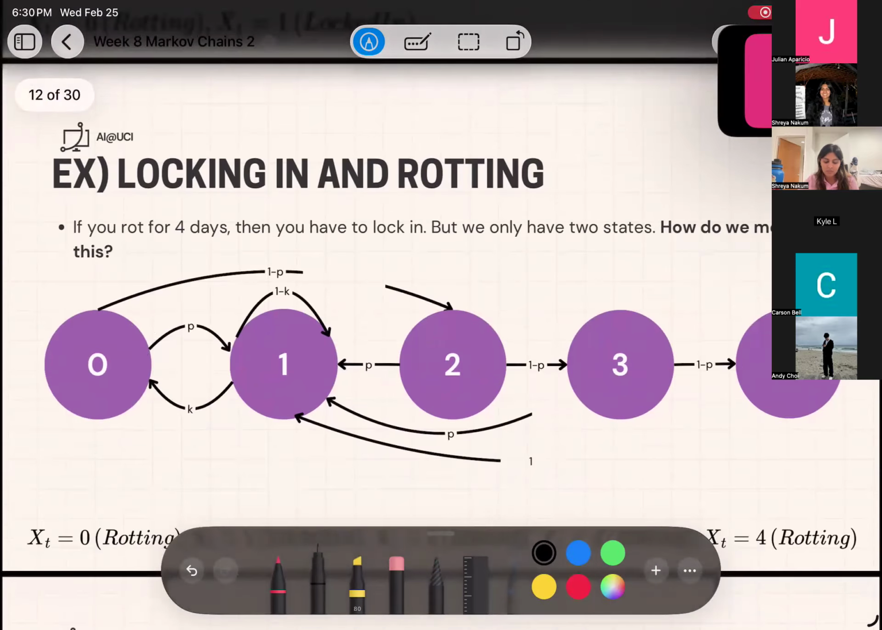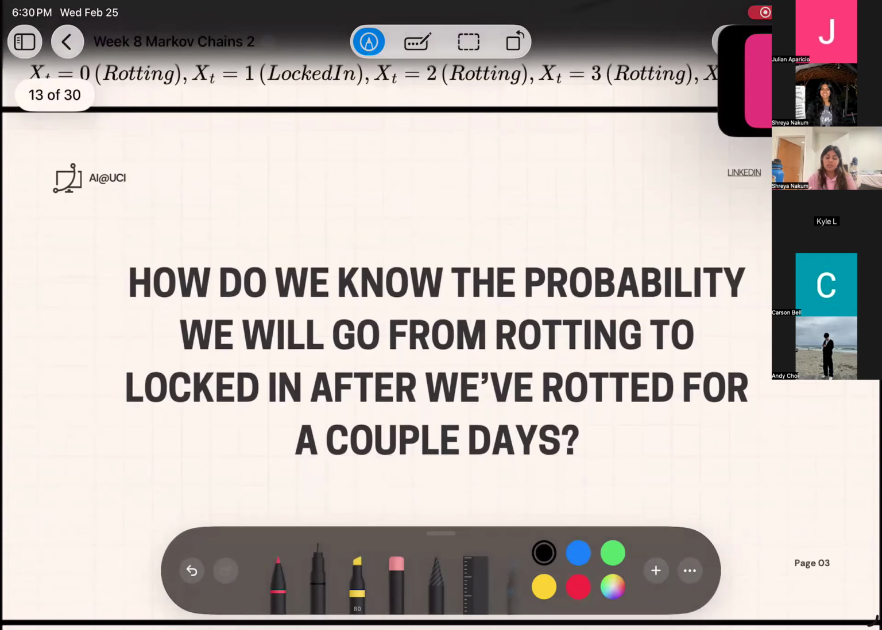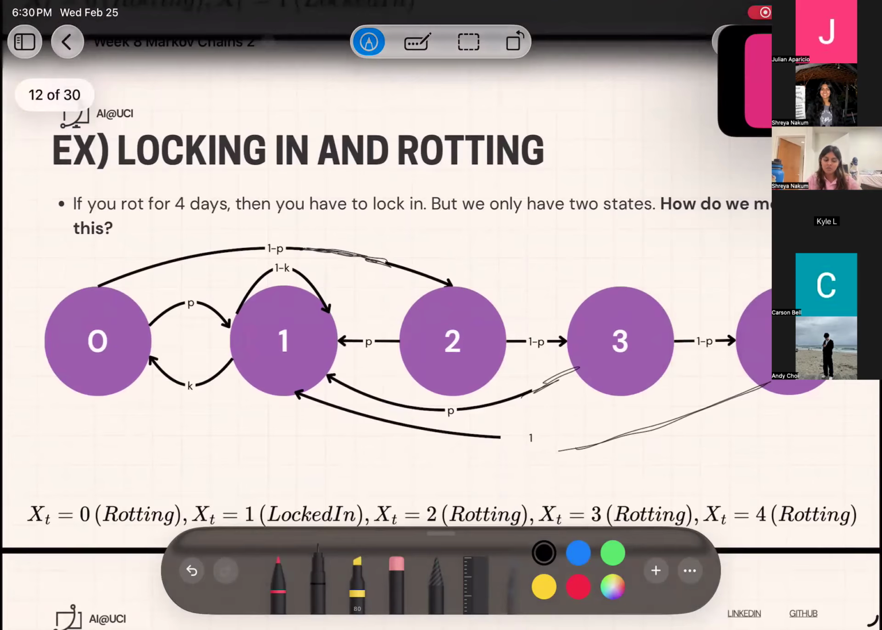So that's exactly, oh, I don't know why this got cut off. It's supposed to be connected. Same thing with this. Oh, you guys already saw. I don't know what happened when I downloaded this from Canva. That was weird. Okay, but how do we know the probability we will go from rotting to locked in after we've rotted for a couple of days? So let's say that I started off rotting and I want to know what the probability is that I will be locked in after 5 days.